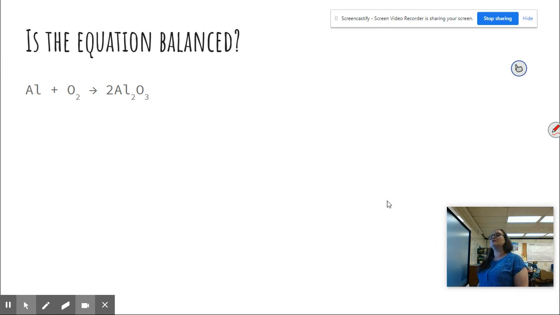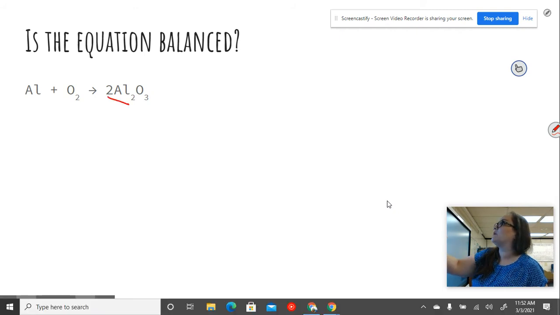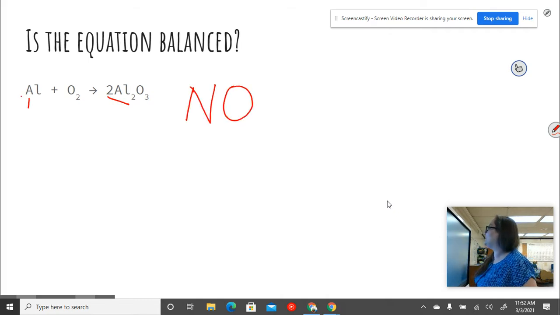Is this equation balanced? So pick an element, see how many there are on the one side, look at the other side, see if there's that many. Okay, so we've got 2 times 2 is 4 aluminums on the product side. So if we come over here, we only have 1 aluminum. So that's a big fat no. That is not a balanced equation.